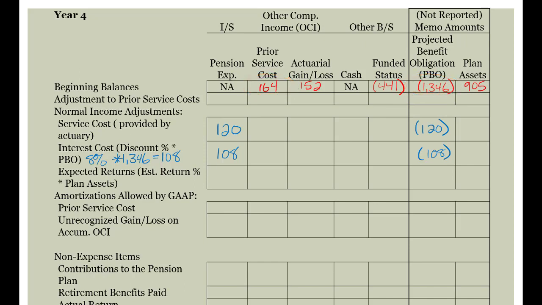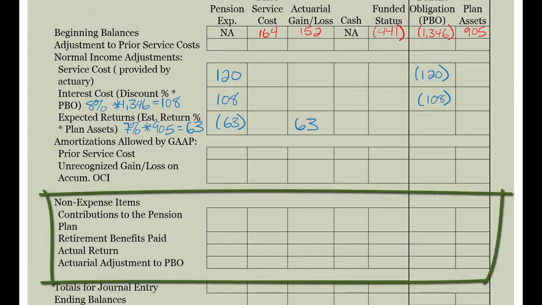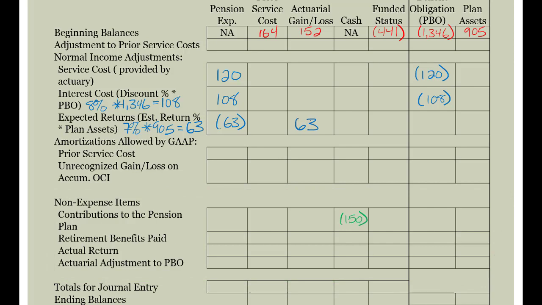My expected return this year is 7%, and I have 905 in my account. So I end up with an expected return of 63,000. So that's going to reduce my expense, and I'm going to debit that in my actuarial gain or loss. Remember, I'm taking out of the actuarial gain or loss and using it to reduce pension expense. That's the logic that FASB came up with. So that's step 2. Step 3, we contributed to the plan $150,000. That reduces cash and increases our plan assets. We paid out $125 to our retirees, and our actual return was $60,000. So we've got a debit there and a credit here.